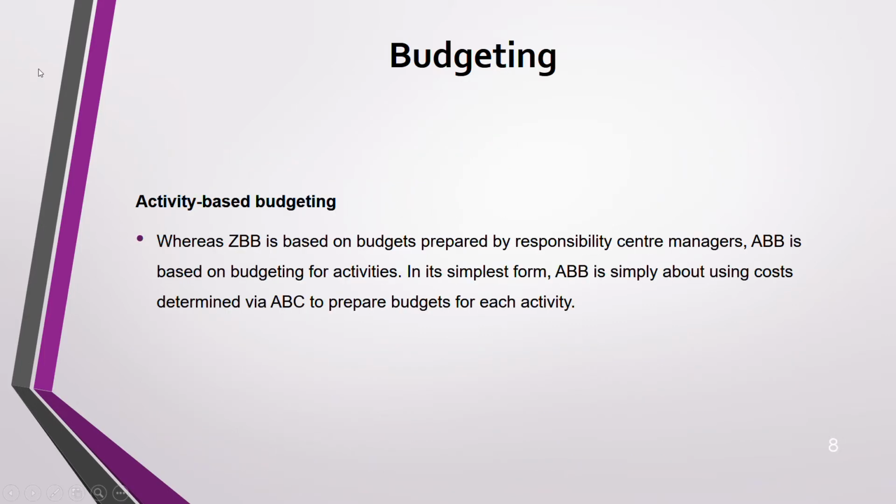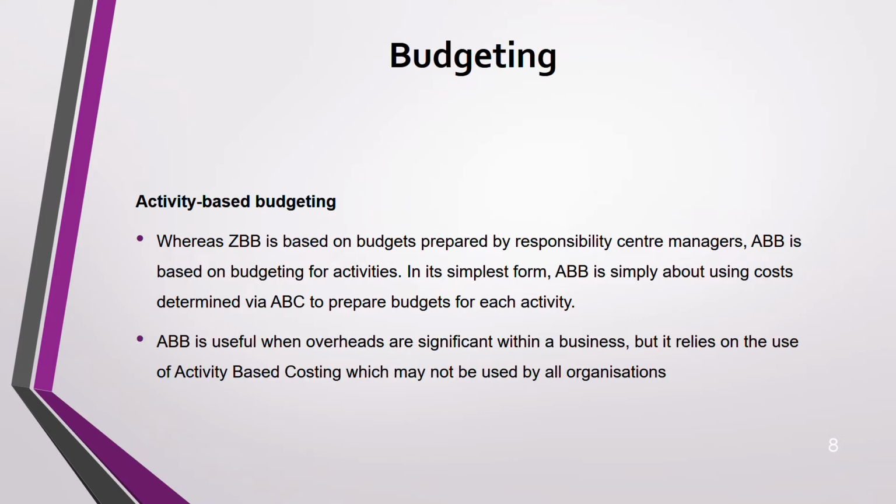Activity-based budgeting. This is different from budgets prepared by responsibility center managers. Zero-based budgeting is prepared by responsibility center managers, but activity-based budgeting is prepared based on activities. In simplest form, ABB is just using the cost that is determined by activity-based costing. This is very significant when overheads are significant. But remember, this relies on the use of ABC, activity-based costing.